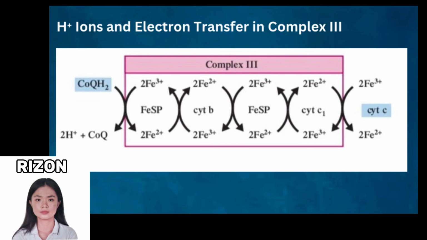For the electron transfer steps, first, the electrons from coenzyme QH2 are transferred to complex 3. Second, they are passed through various intermediates within the complex. Third, these steps are part of the electron transfer chain, driving further reactions.